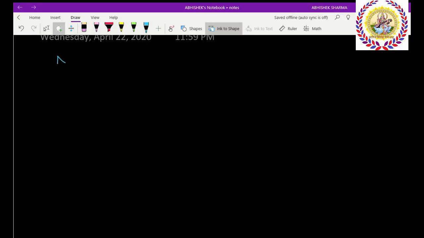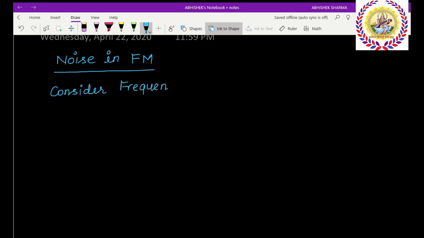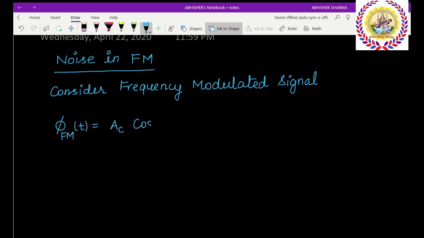Today I will discuss noise in frequency modulation. Consider a frequency modulated signal which is given by phi FM of t equal to A_C cos of omega_c t plus k_f integral from minus infinity to t of m tau d tau, where k_f is the frequency sensitivity constant for the given modulator and m(t) is the message signal.